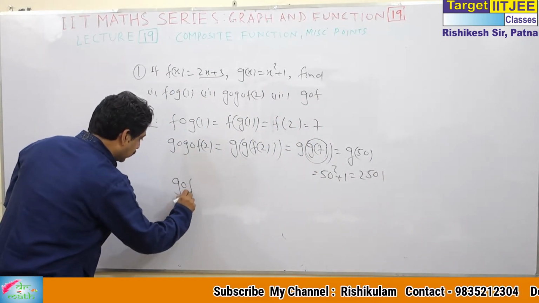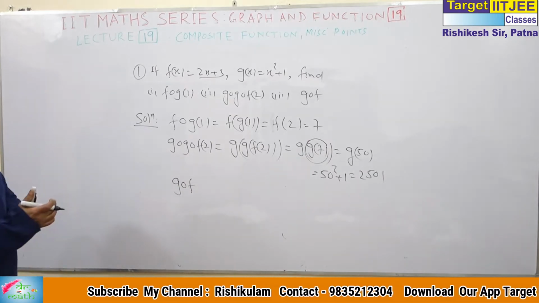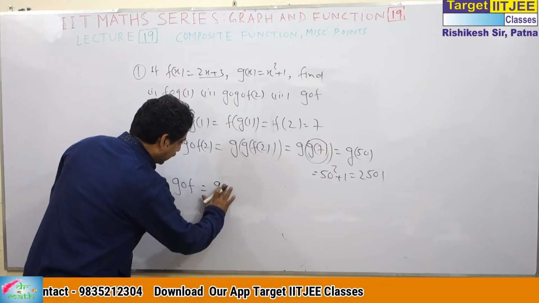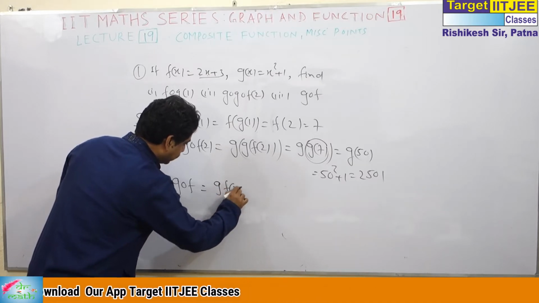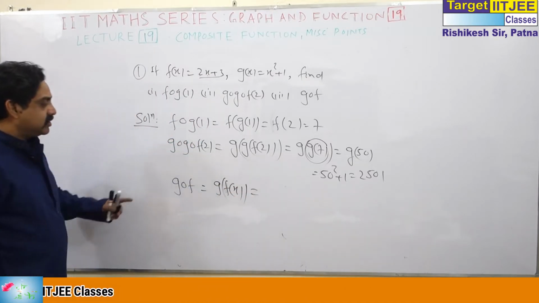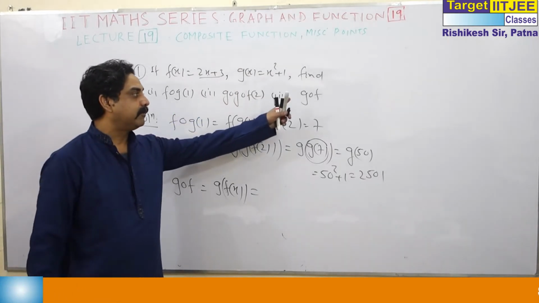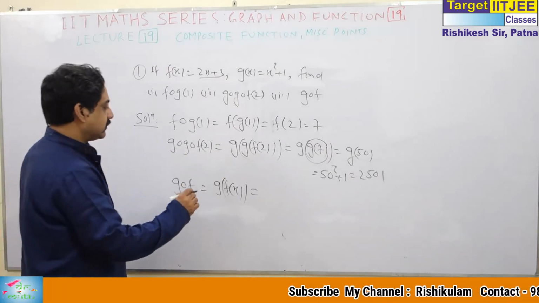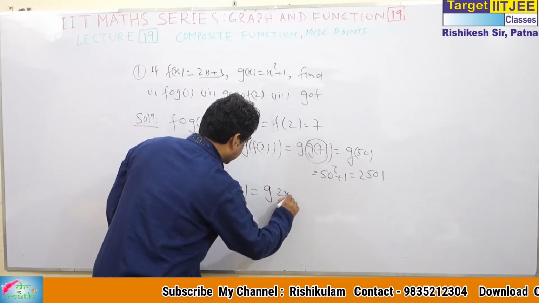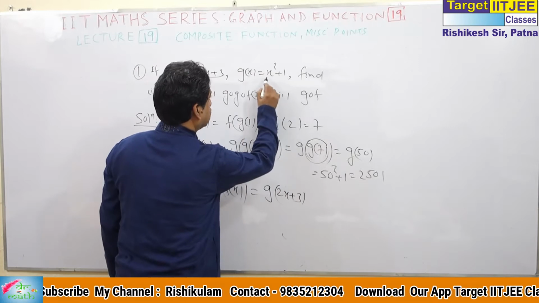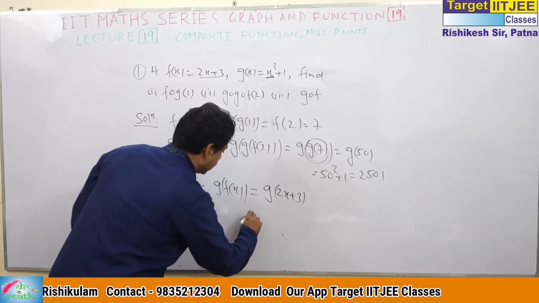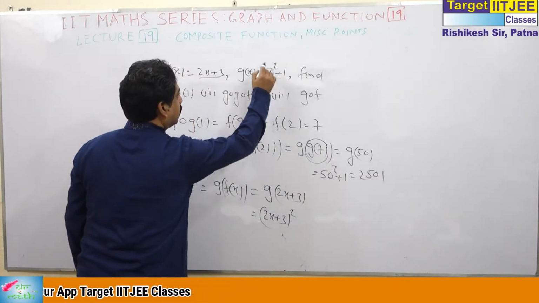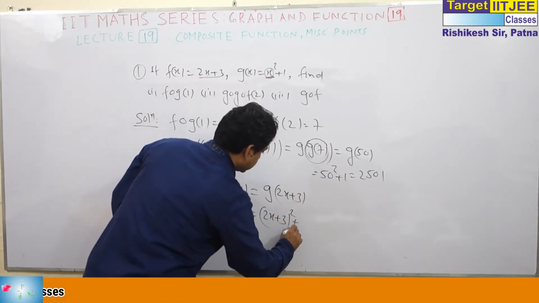What is this g of f? If nothing is given, we have to take the variable as x. We can take any variable, but normally we take x. No number is given, but we have to find g of f(x). What is f(x)? This is your 2x plus 3. And what is g? x square. Instead of x, we will put 2x plus 3, so (2x plus 3) square plus 1.